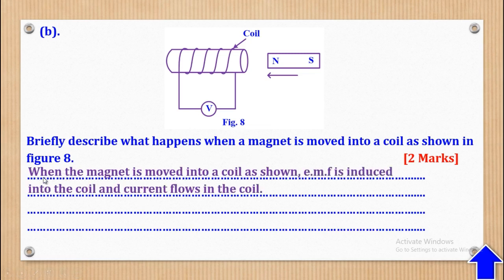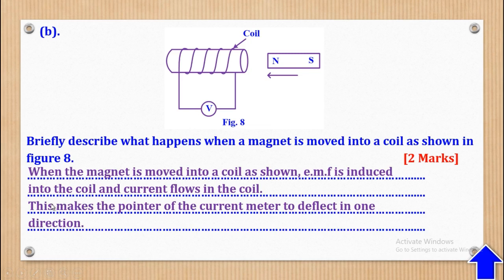So here we shall say that when the magnet is moved into the coil as shown, EMF is induced into the coil and current flows in the coil. This makes the pointer of the current meter deflect in one direction. So basically that's what they wanted, and this is how you could get the 2 marks on that part.